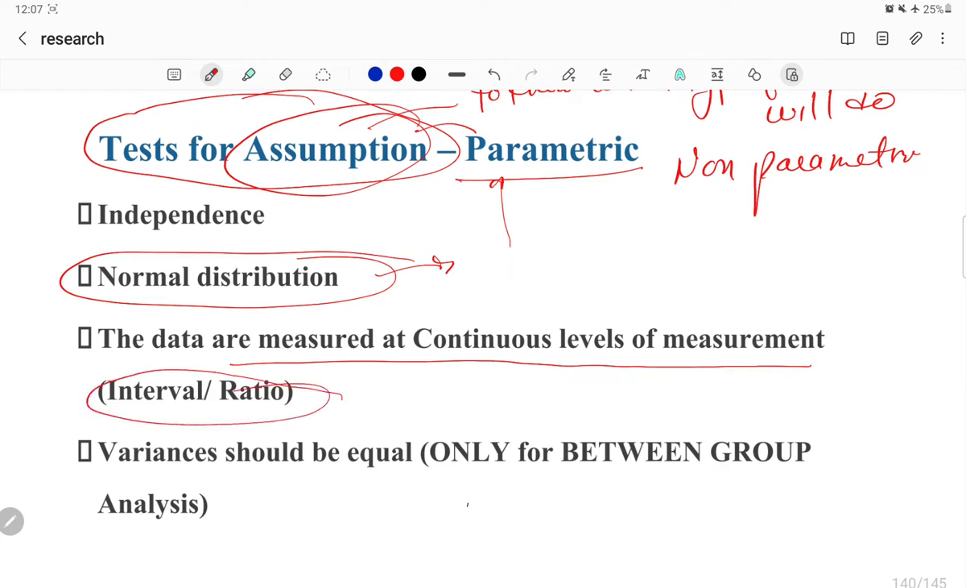Okay, you can go through the video of levels of measurement. You will get what are the different levels. It is divided into two: categorical and continuous. Okay, in short I'm telling, categorical: nominal and ordinal; continuous: ratio and interval.